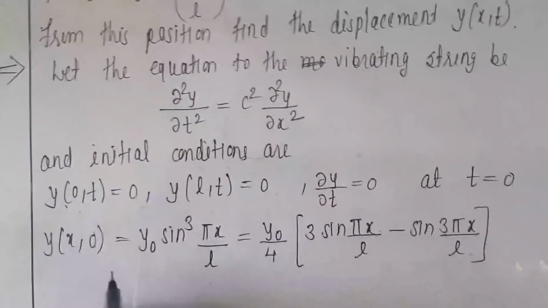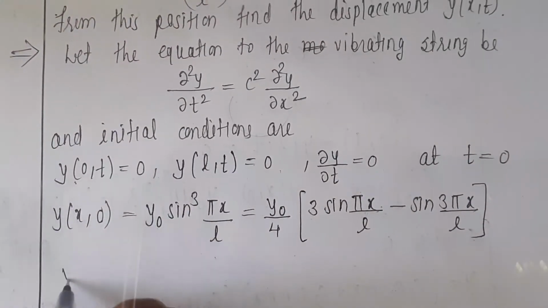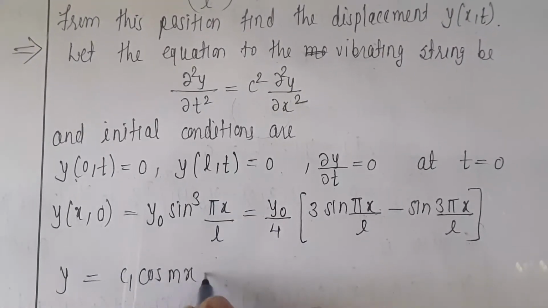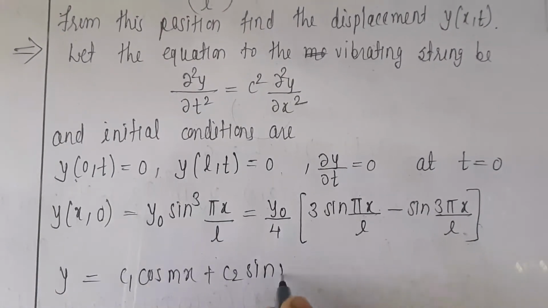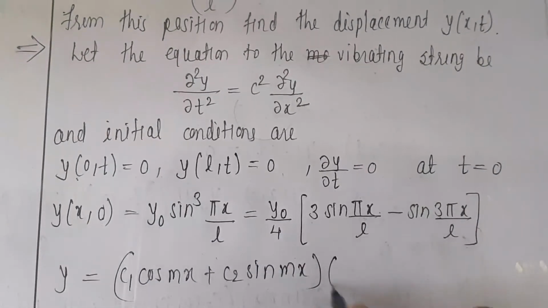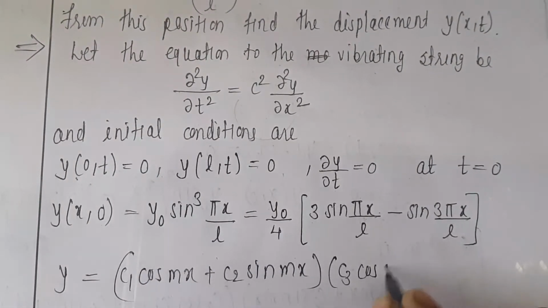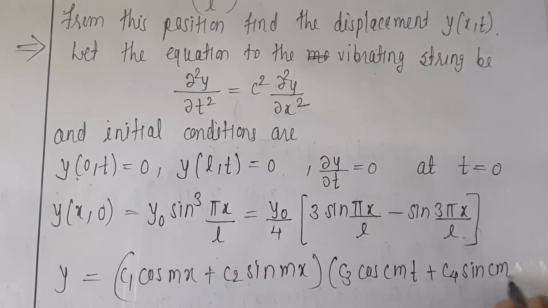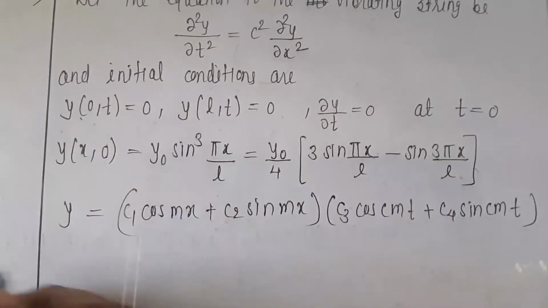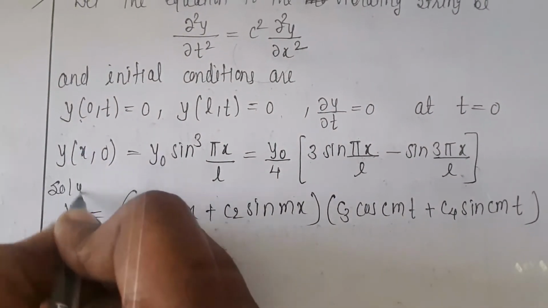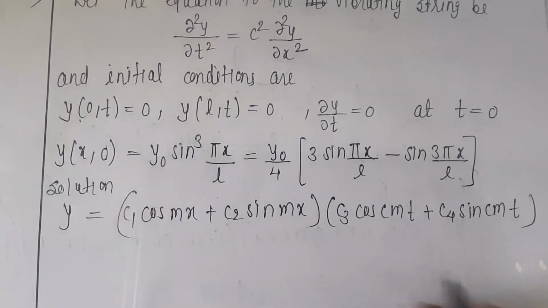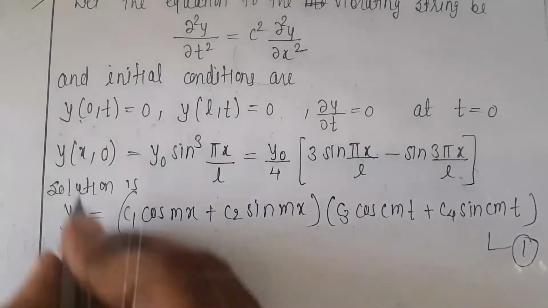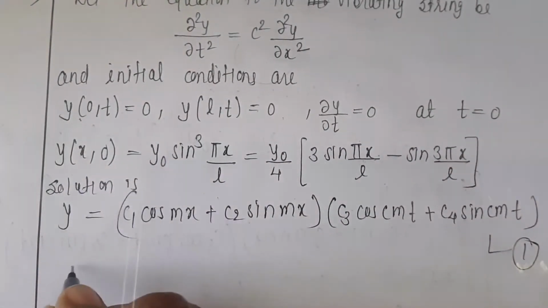Now first we assume the solution of this wave equation, that is y is equal to c1 into cos of mx plus c2 into sine of mx, multiplied by the second term, c3 into cos of cmt plus c4 into sine of cmt. So this is the solution of this differential equation. We denote this solution by equation number 1. Now we use all the conditions step by step.